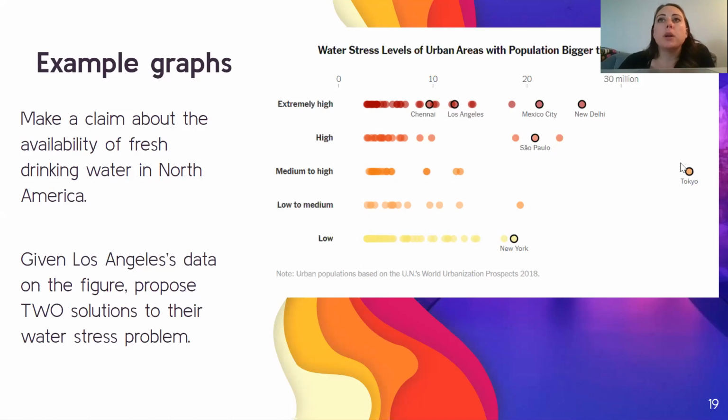So what we want to do is, all right, I can say, this is how many people, this is how much water stress they're under. How did I know water stress? Oh, it tells me that in the title. Water stress levels of urban areas.